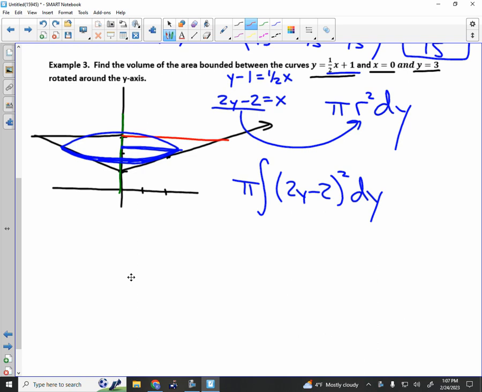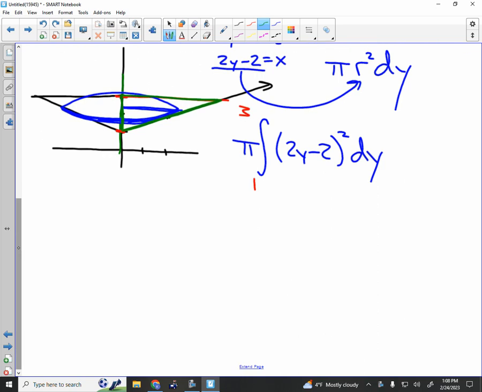Now, if your bound should be from 1 to 3, because it has y, it's a dy situation, it involves y values for the bounds. So what you do is you just look at that original area that you drew, and you decide what are the y values for that parameter. Okay.